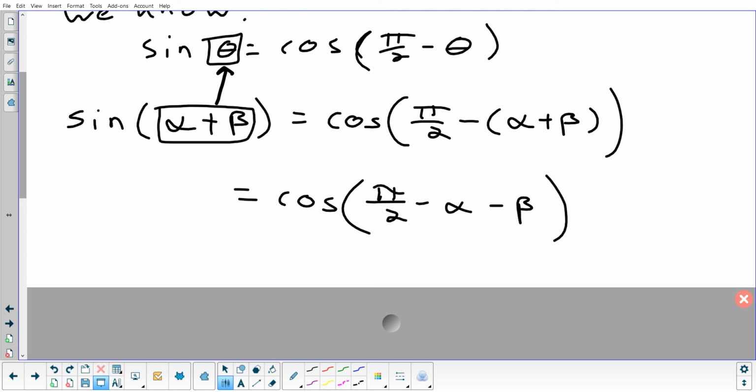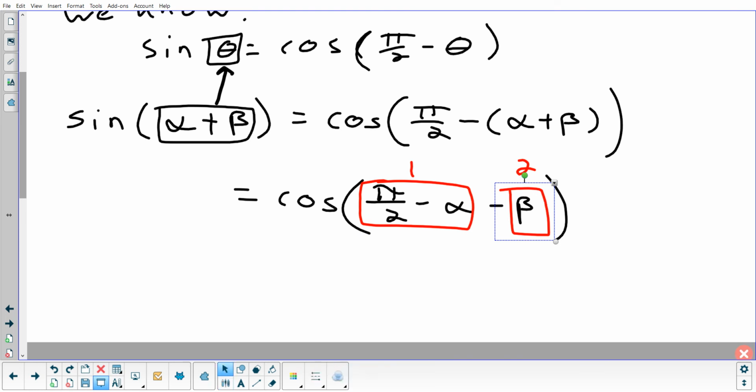Now, I want to look at that a certain way. This is how I want you to focus on it. Think of that as your first angle, and think of that as your second angle. You have cosine of something minus something. So now use your cosine difference identity. This is the first angle you're going to plug in. This is the second angle you're going to plug in.